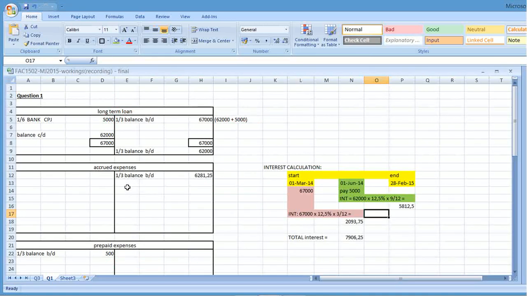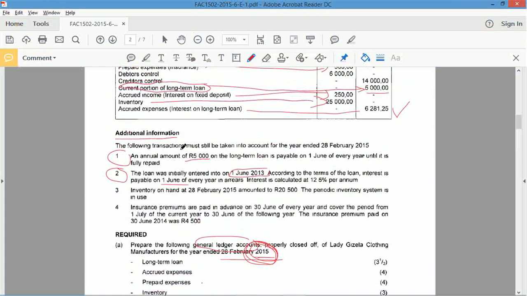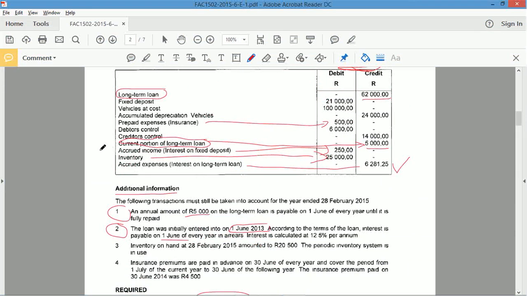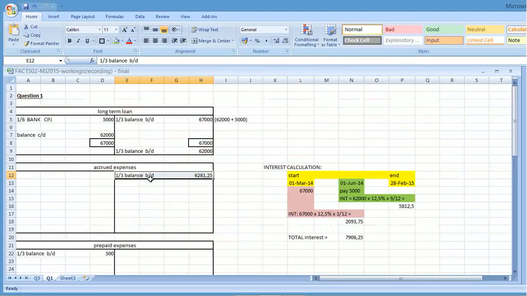Alright, so if I'm looking at the accrued interest, I'm looking at a balance here. That was the balance from last year, because accrued interest would have been the interest that you haven't paid yet on that particular loan. Let me just show you that. There's the accrued expense. No, that's the accrued income. Here's the accrued expense. The accrued expense is interest on the long-term loan. So this is how much you would have incurred last year. The last period. So that would have been the opening balance.